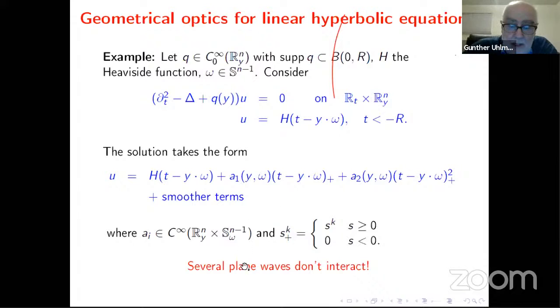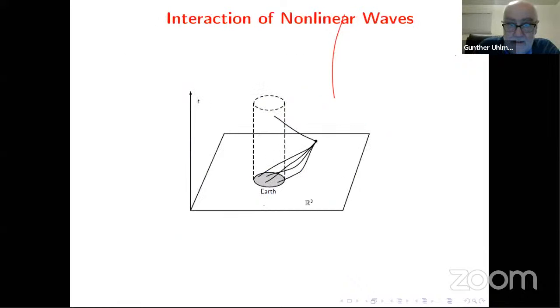One point of linear equations like this is that you have different directions of the waves, different omega. Omega is the direction of the wave, a unit vector. You can have different directions, but the plane waves don't interact because of the superposition principle: if you have solutions of the equation, the sum is also a solution. So nothing happens. There's no interaction of singularities. And for nonlinear waves, we're going to see that the nonlinearity helps.